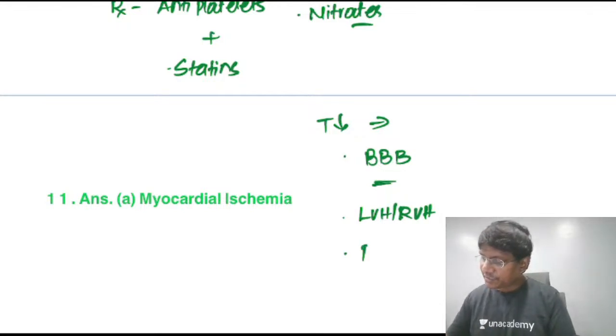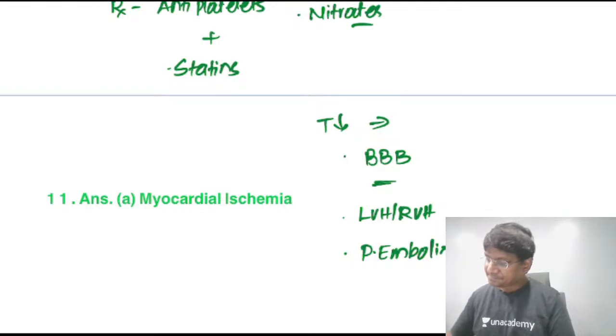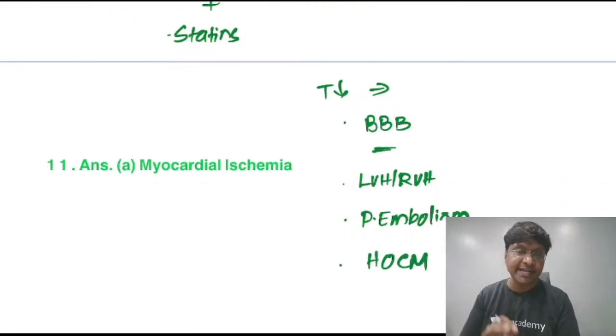And another condition where you can have T-wave inversion is pulmonary embolism. Because in pulmonary embolism, there will be increased afterload on the right ventricle, there will be right ventricular strain. So in V1 and V2, you have T-wave inversion in pulmonary embolism. The other condition where you can have T-wave inversion is hypertrophic obstructive cardiomyopathy, where you will have T-wave inversion in the V5 as well as the V6 leads.